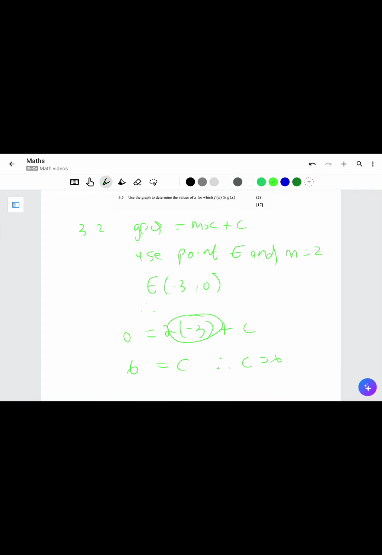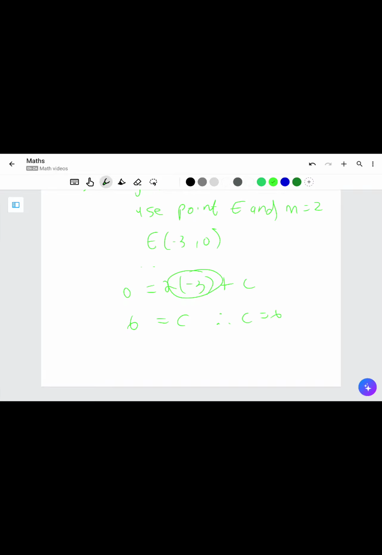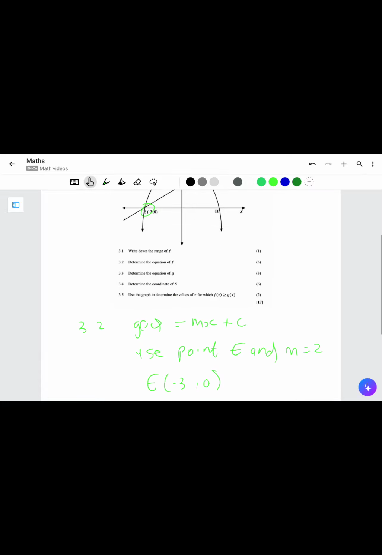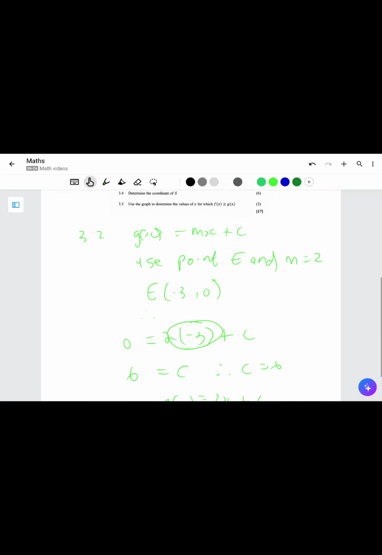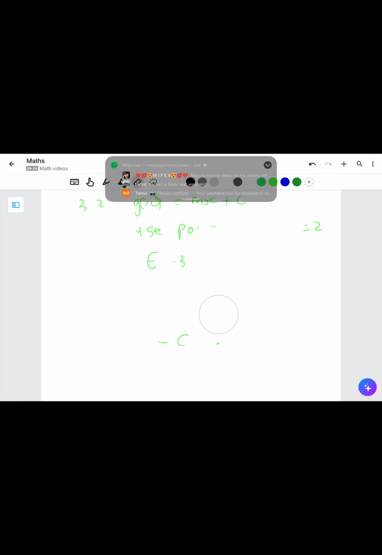Okay, and there you have your equation now, right? So the equation for g of x will equal 2x plus 6. Alright, that one was fairly simple, guys. Let's just check that mark allocation. That was for 3 marks, that was a good 3 marks. Okay, let's look at the next question.